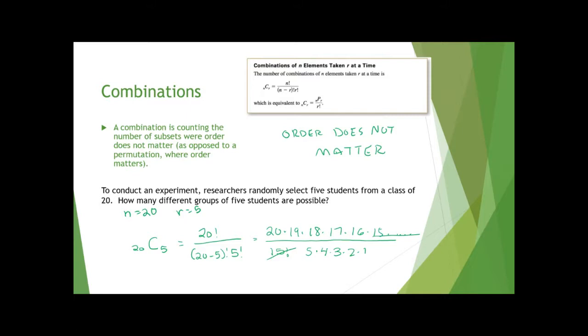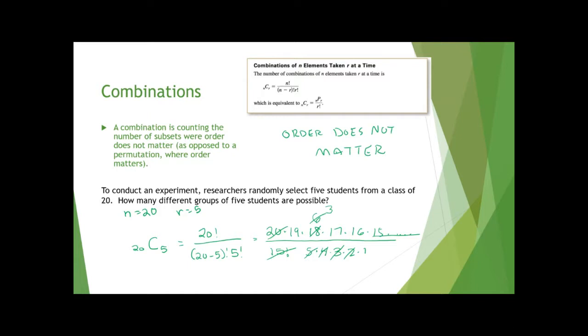You can treat this like a fraction where you can start dividing things. 5 times 4 is 20, so you can cancel those out. 3 goes into 18, which leaves you with 6. 2 goes into 6, which leaves you with 3. And so it would really be 19 times 3 times 17 times 16 if you want to simplify it. But I recommend just finding a calculator that can do this for you, and make sure you know how to use your calculator so that you can calculate this out.